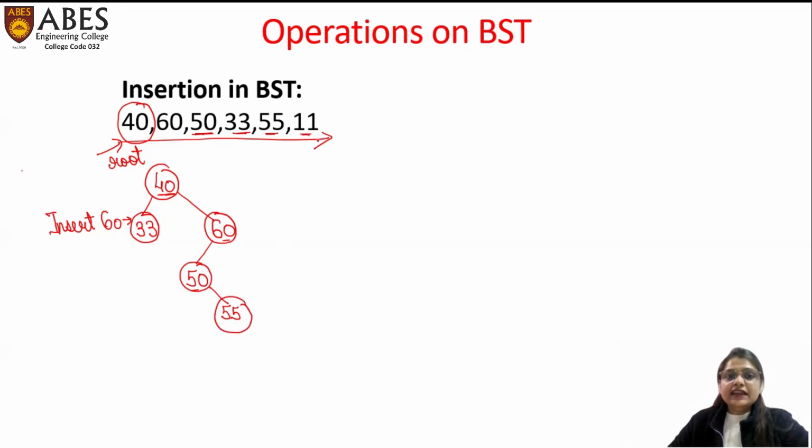Next data item is 11. We need to compare it with this 40, which is less than. We will compare with 33, which is less than. So we will move towards the left side.